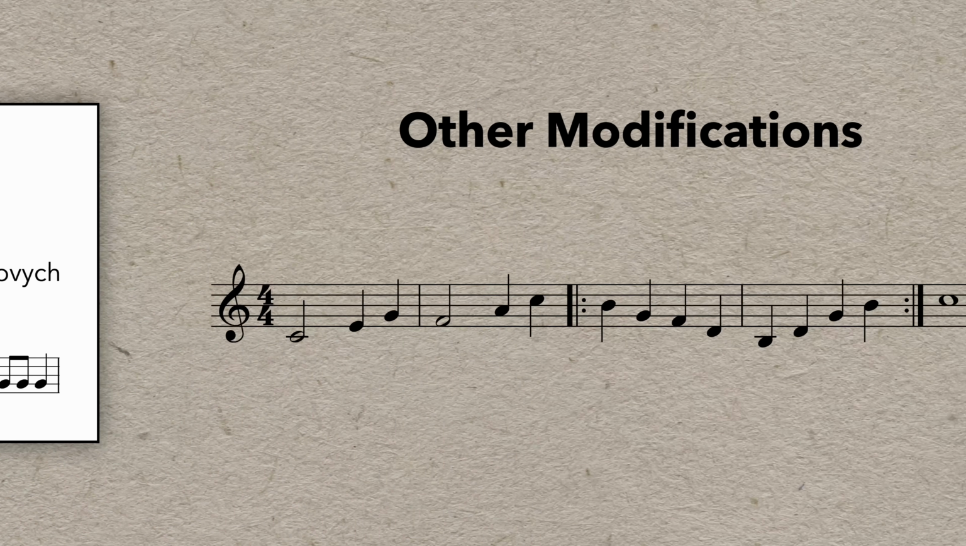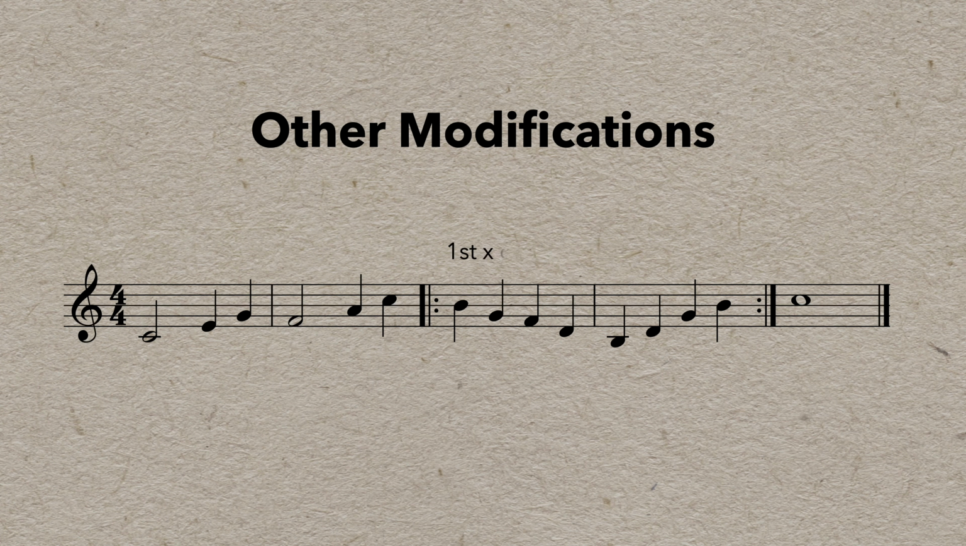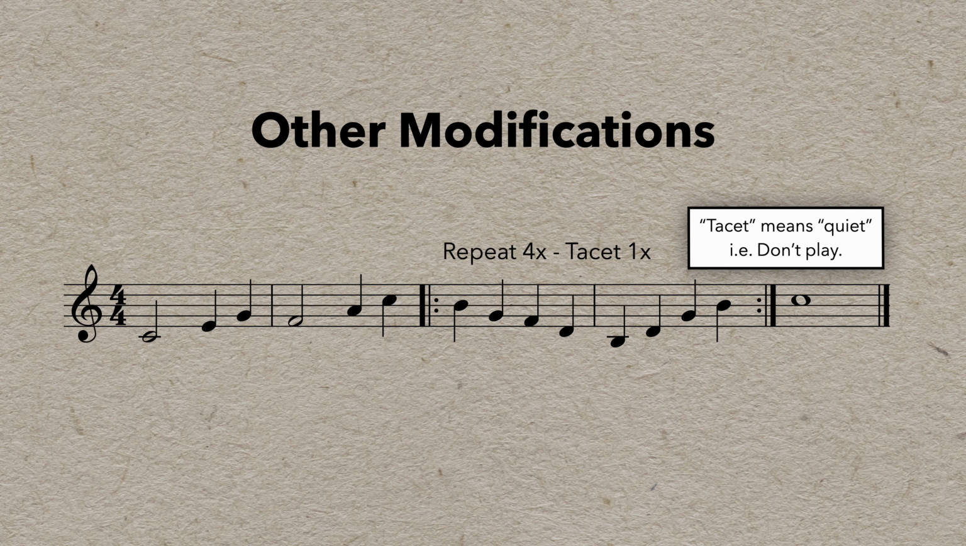There are a number of other modifications you can add to a repeat. A composer might want different instruments in the ensemble to play at different times through the same section. Almost anything is possible, but the composer will literally just tell you what to do in text.